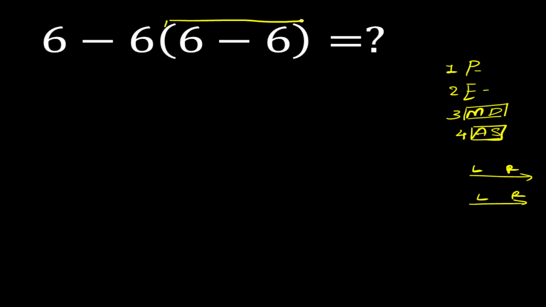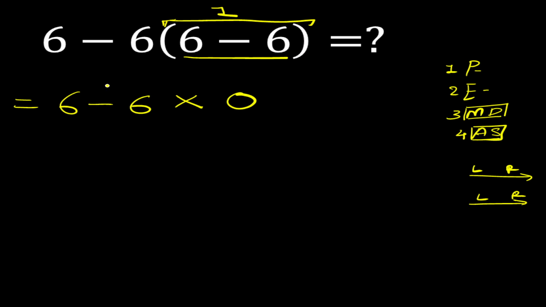So in this question, first we have to solve this parenthesis, right? So now 6 minus 6 multiply, now solve this parenthesis, 6 minus 6 is equal to 0. Now here we have one subtraction and here multiplication. So according to PEMDAS, first we have to solve multiplication, then we have to solve subtraction, right?